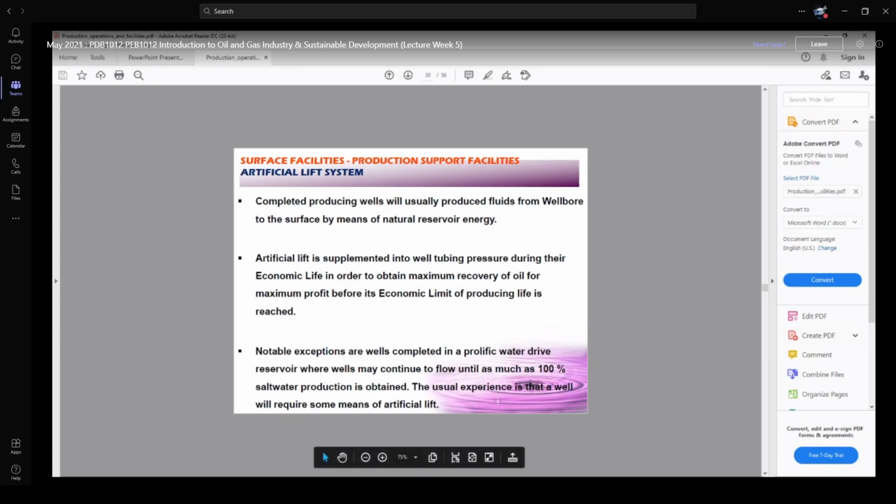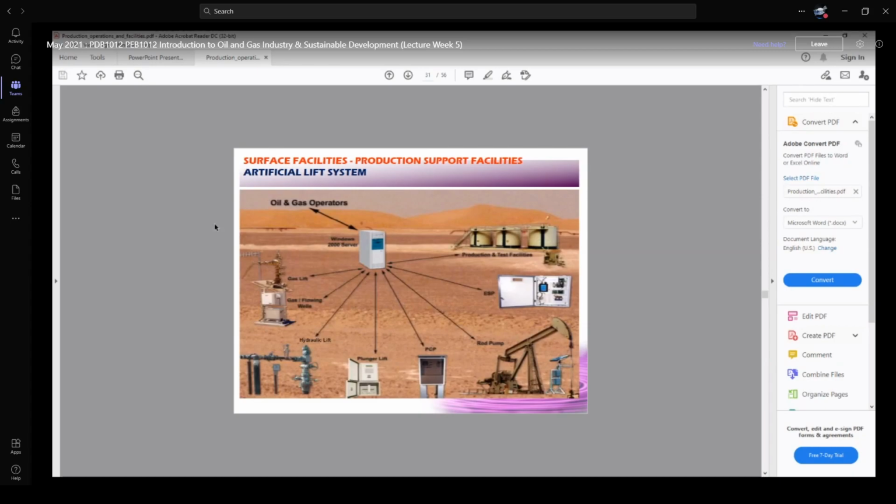That is the exception in the case of a water drive. The usual experience is that a well will require some means of artificial lift. There was no water drive, but the oil production was continuously reducing. To maintain that production, we need some supplementary energy, which is called the artificial lift method. Here you can see the different lift facilities.